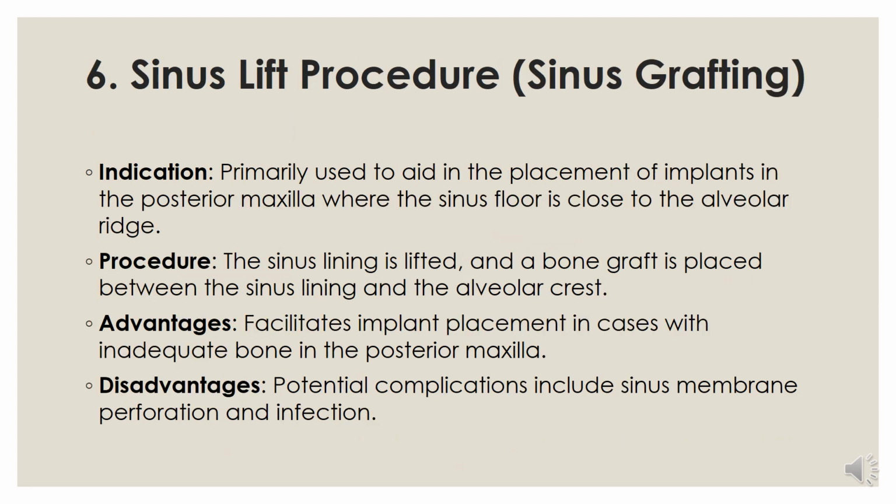The sixth one is the sinus lift procedure, also called sinus grafting. It is primarily used to aid in the placement of implants in the posterior maxilla where the sinus floor is close to the alveolar ridge. The sinus lining is lifted and a bone graft is placed between the sinus lining and the alveolar crest. It facilitates implant placement in cases with inadequate bone in the posterior maxilla. Potential complications include sinus membrane perforation and infection.